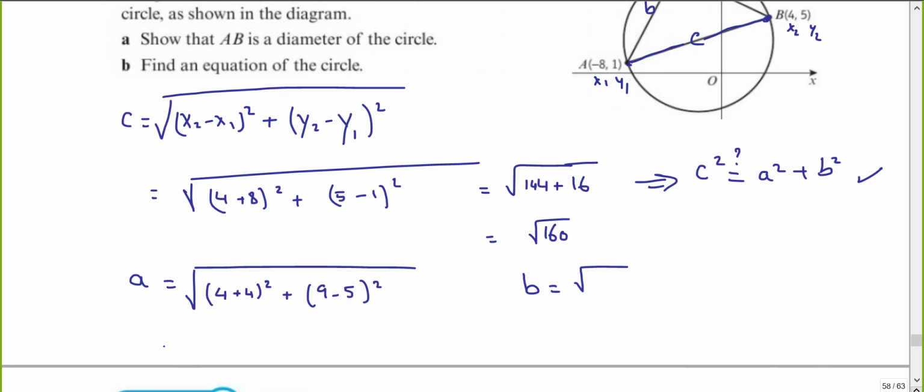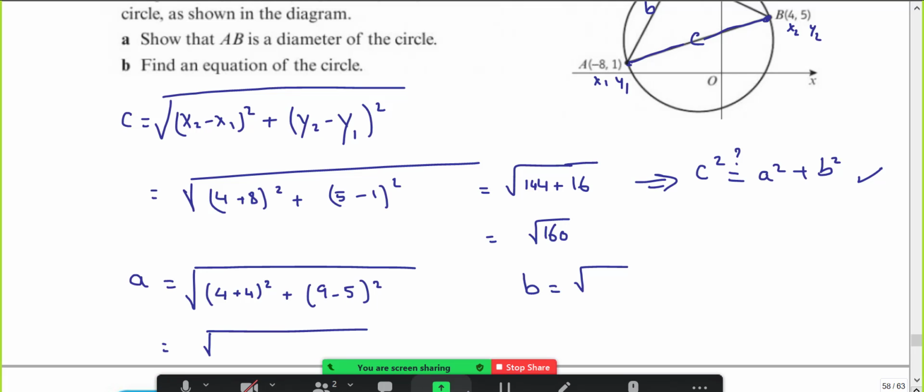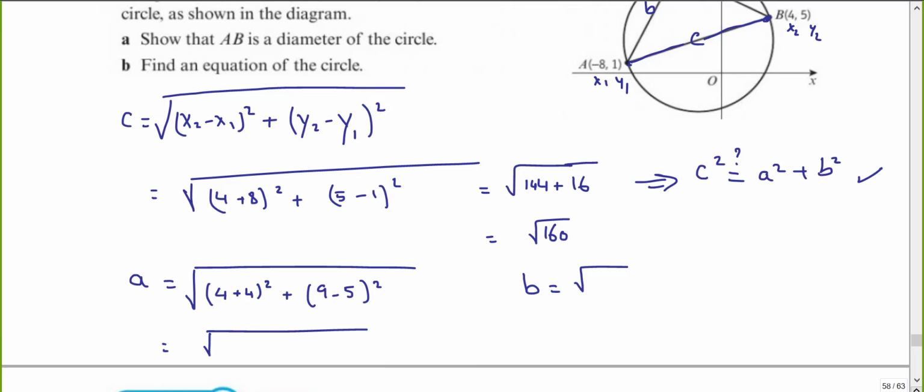Are you following, Adam? Adam? Yes, sir. So this is 64 plus 16. That's root 80. Do you see this? Yeah. So it's not 16, it's 80. B, you already have it, 80.